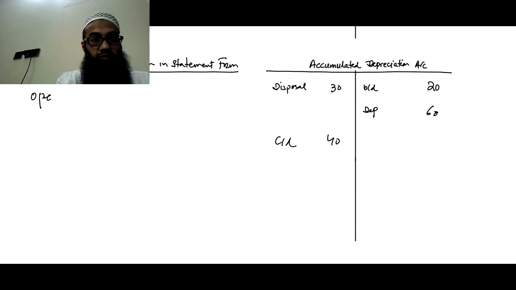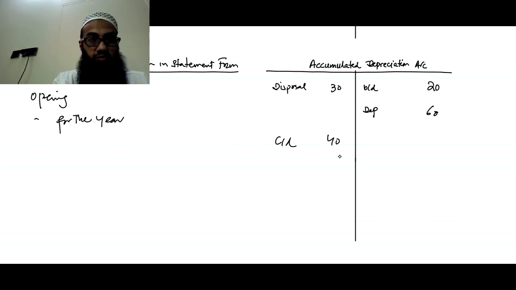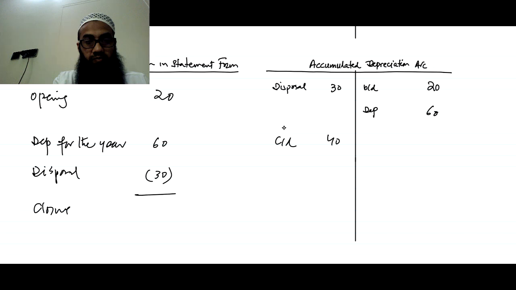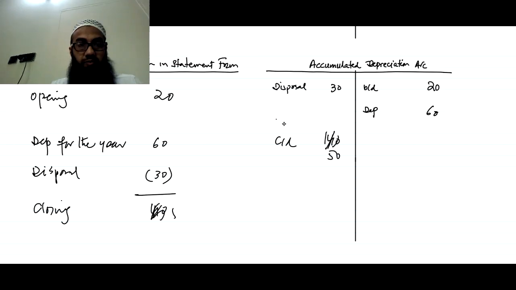So you write it in statement form: opening, depreciation for the year, and disposal. It has credit nature, so 20 opening, depreciation over the year 60, on account of disposal 30, closing as 50.